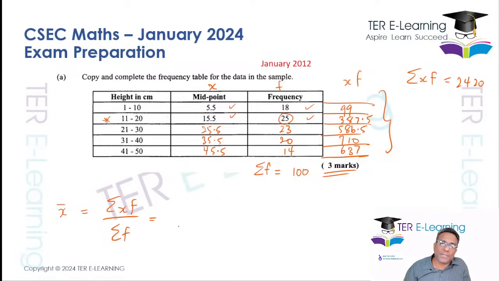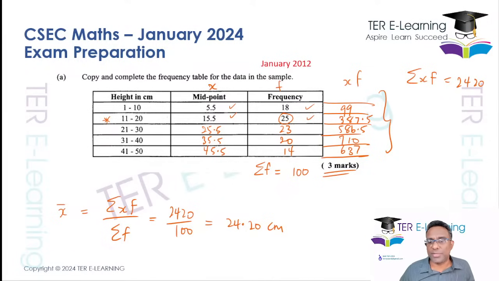So therefore the mean will be 2420 divided by 100. So you're going to get 24.20 cm. That's going to be my mean in this case here, 24.20. Right, I saw some of you all worked it out. Excellent job, guys.